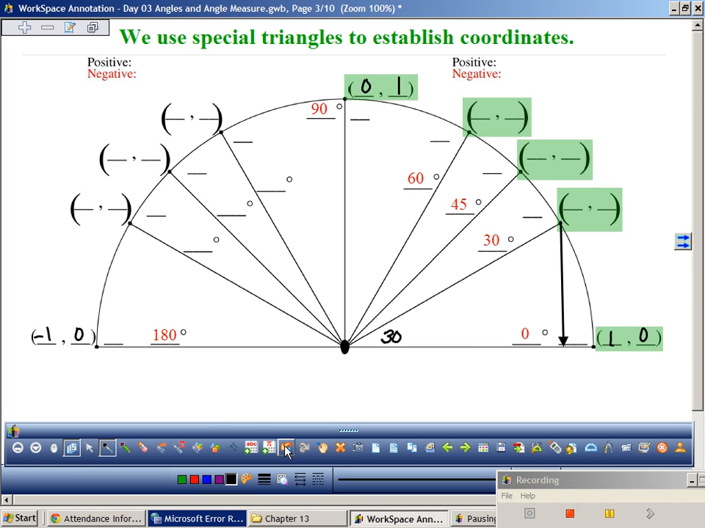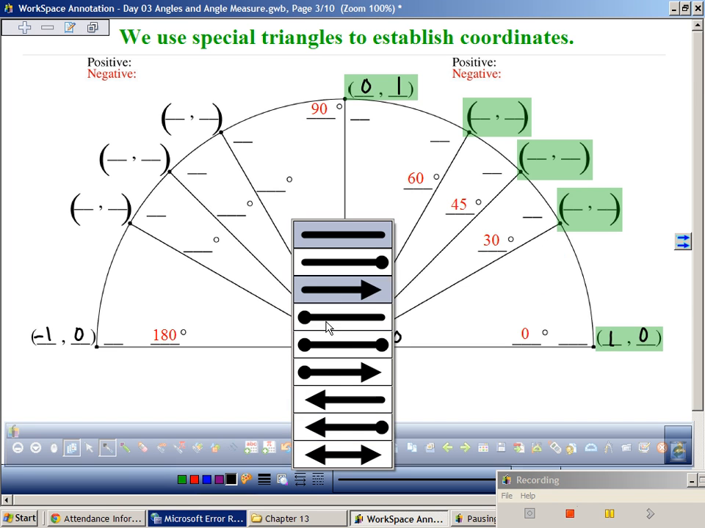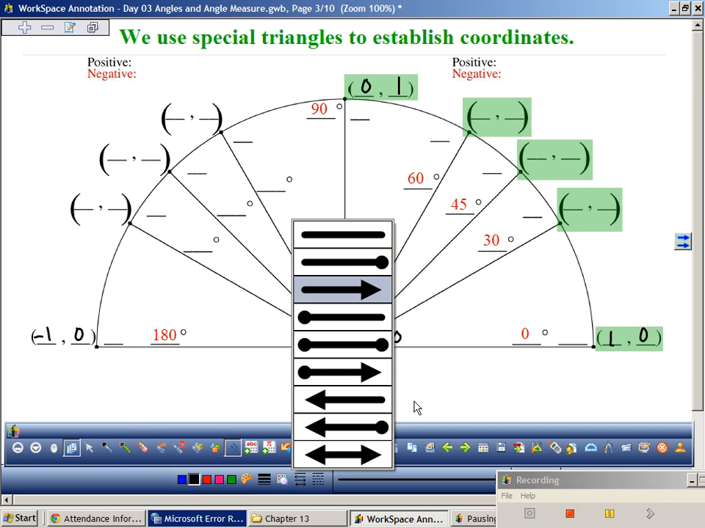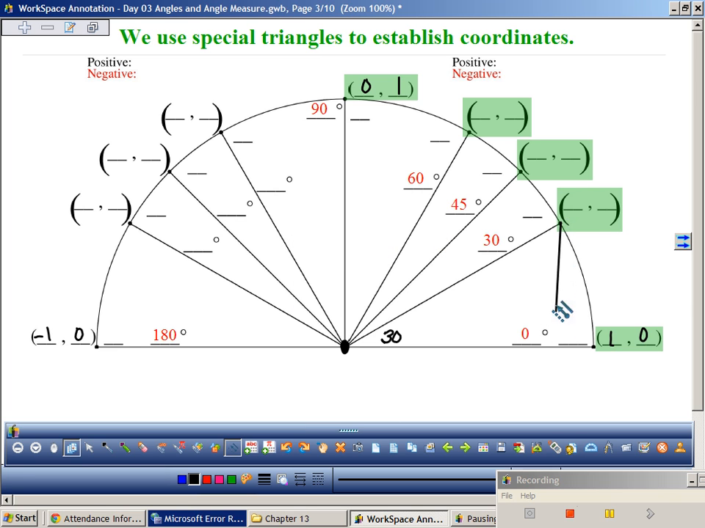Uh-oh. This is the one I want to keep. Why am I having such a hard time? It's on the right one. Oh. Just kidding. Okay. Right there.